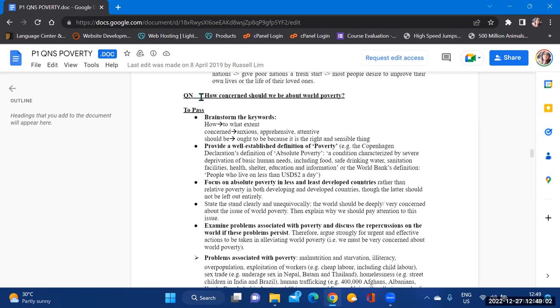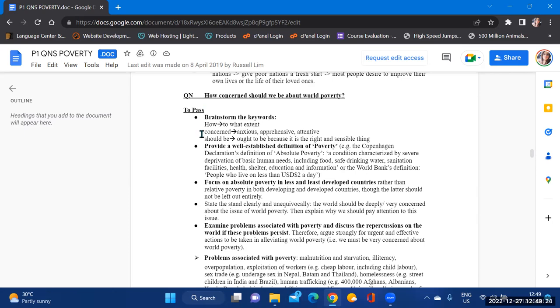The next topic is a bit more generic. It's about our apathy or indifference or lackadaisical attitude towards world poverty in general. How concerned should we be about world poverty? So to pass, students need to do the following. Brainstorm the keywords. How, to what extent?